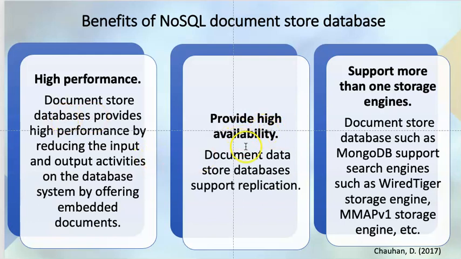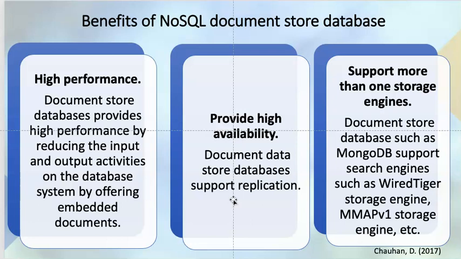They provide high availability. A document store database supports what is known as replication. So a replication set can be established. A replication set here is just a group of computers or servers which keep the same data set as the original server. This can ensure self-restore from failures. It can self-activate redundancy, and this tends to increase the availability of the data.